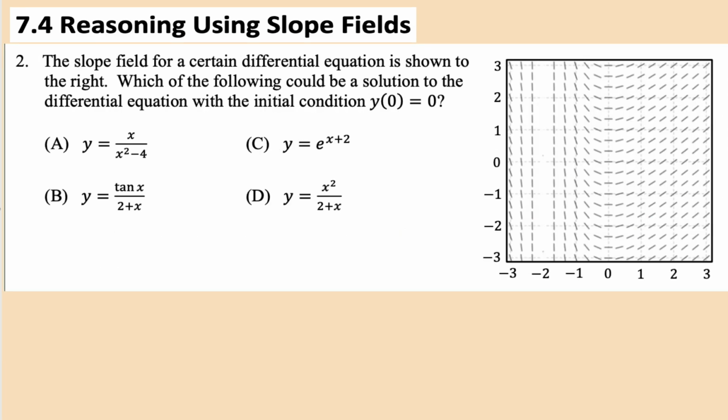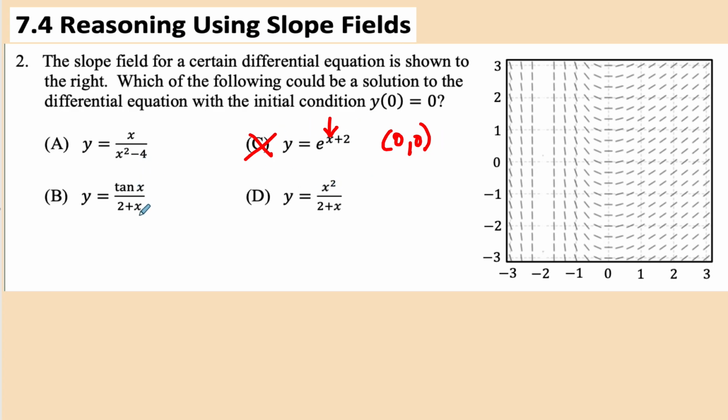Let's now take a look at this slope field and see if we can figure out, with this initial condition, which one of these might be the solution. These are not differential equations, these are solutions. I know the point 0, 0 must work here, and I can already tell that the point 0, 0 does not work here. If I were to put 0 right in here, this would be e squared, and e squared is not 0. So this solution does not have 0, 0, so that won't work.